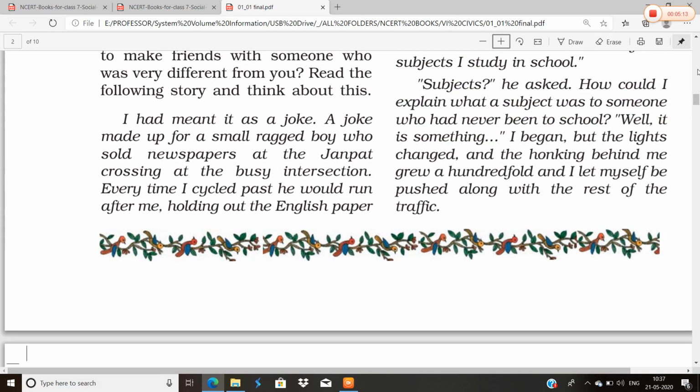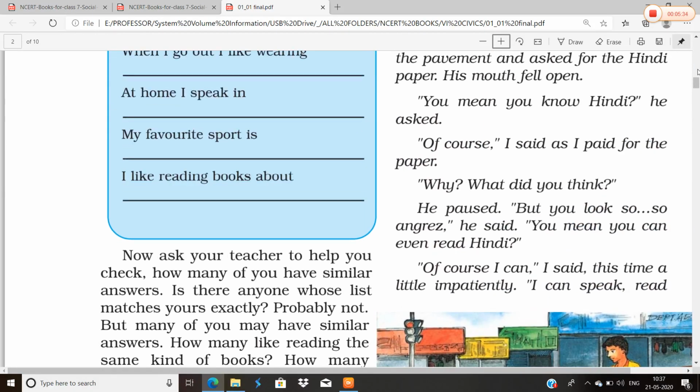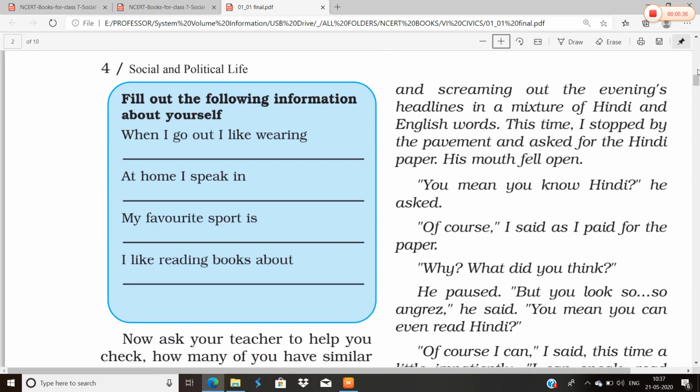I had meant it as a joke made up of a small ragged boy who sold newspapers at the Janpath crossing at a busy intersection. Every time I cycled past, he would run after me holding out the English paper and screaming out the evening's headlines in a mixture of Hindi and English words. This time I stopped by the pavement and asked for a Hindi paper.